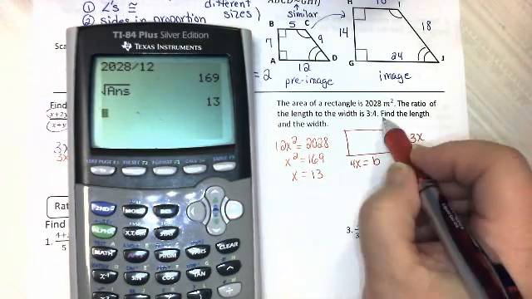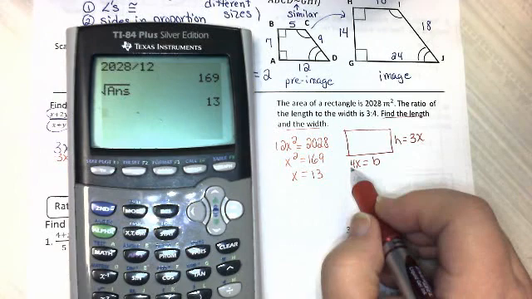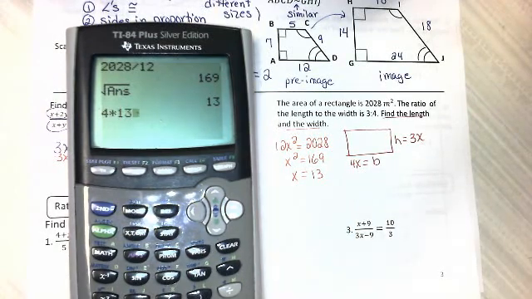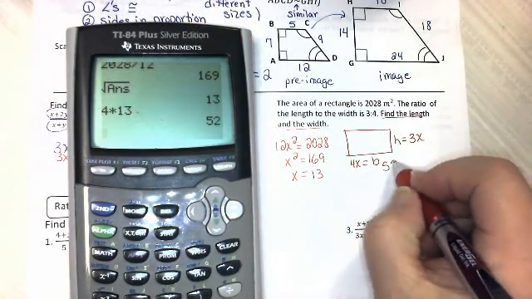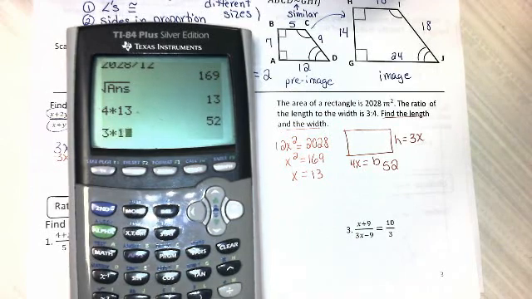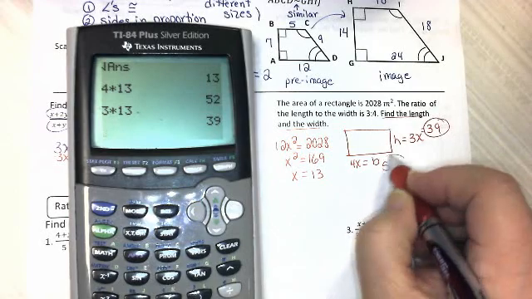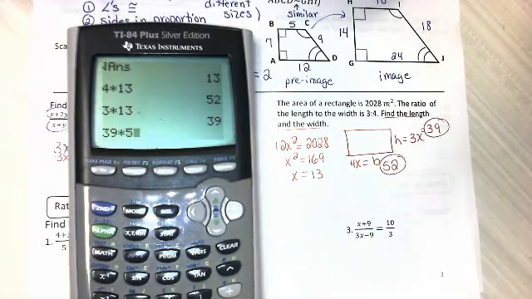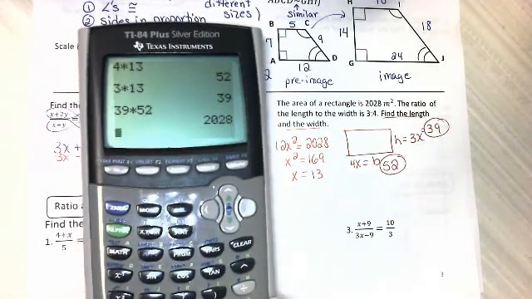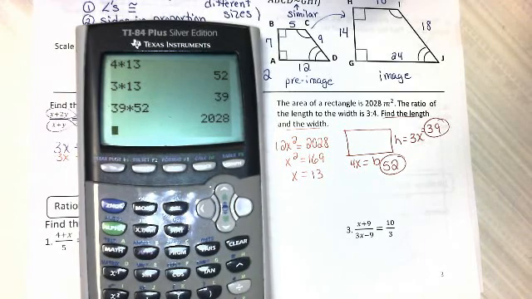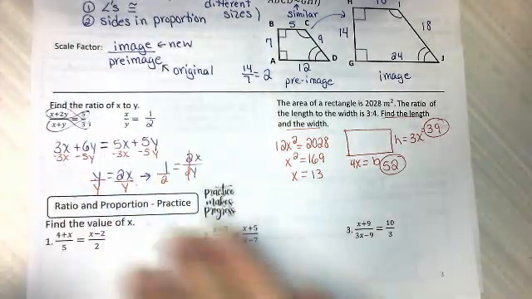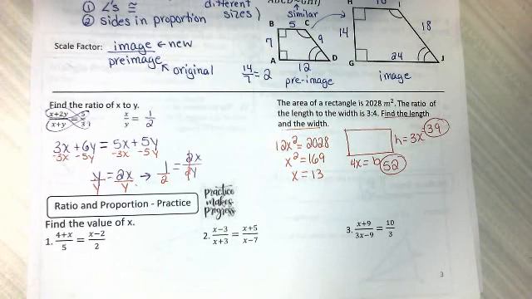So x is 13. Let's find the length and the width. 4 times 13 is 52. 3 times 13 is 39. And double check that. 39 times 52 really is 2028. So do some practice on this one. There's not a check yet. So you need to do one more set of notes before you do a check. But do some practice on ratio and proportion.